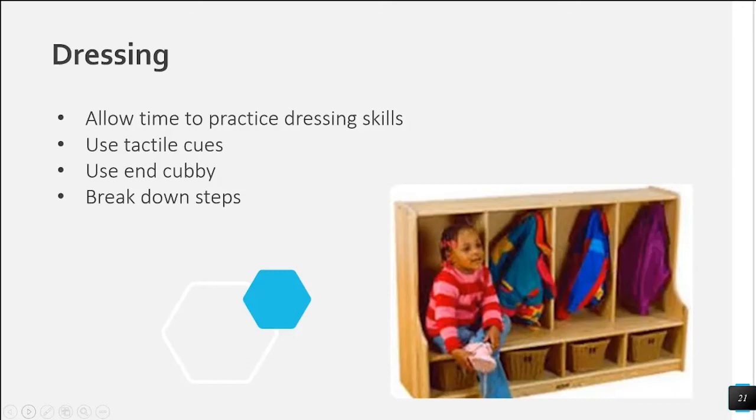Have a visual picture and tactile cue to identify the child's space. Minimize crowding, provide ample space by placing the child's cubby at the end. This also makes it easier for the child to find their cubby. Some children may benefit by having a chair or a stool to use for dressing routines. Break down steps using verbal cues and prompting that promote success.